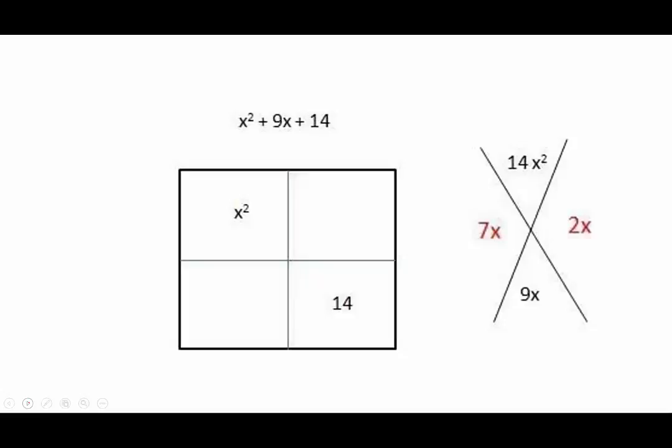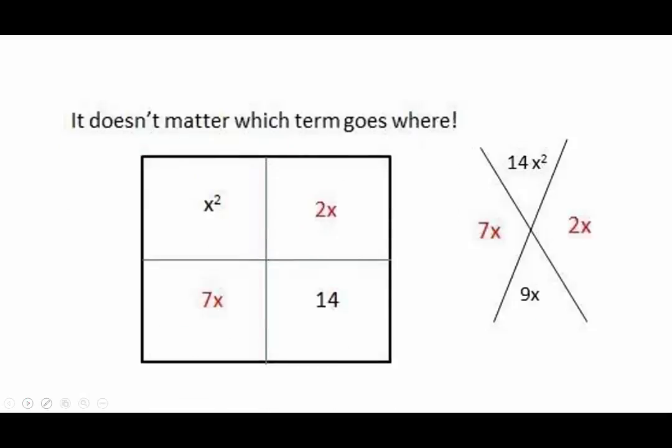So 7 times 2 is 14, and 7 plus 2 is 9. 7x plus 2x is 9x. 7x times 2x is 14x squared, because when you multiply terms, you get an exponent. It doesn't matter which term goes where. So we're going to put the 7x in the bottom left and the 2x in the top right.